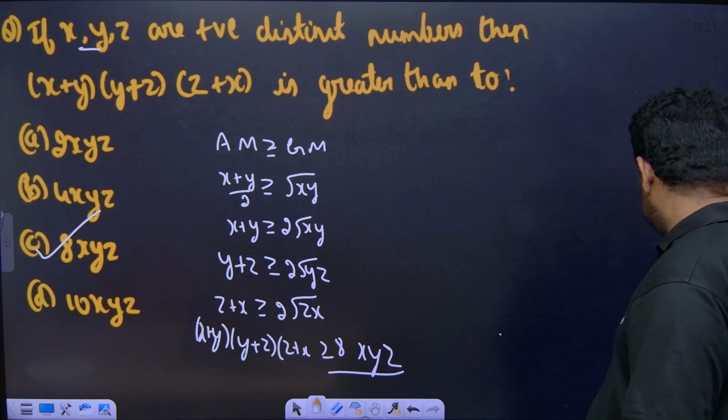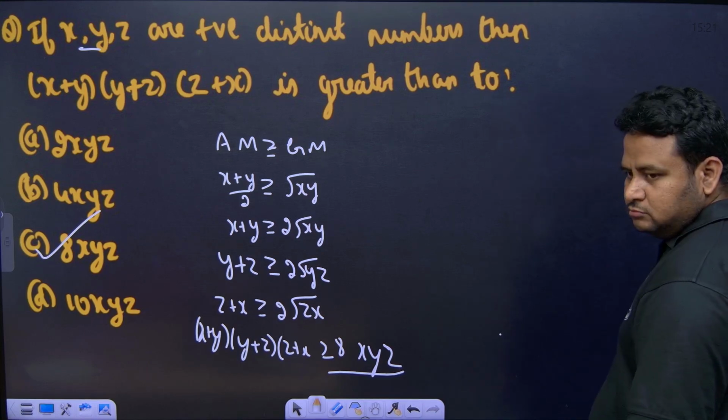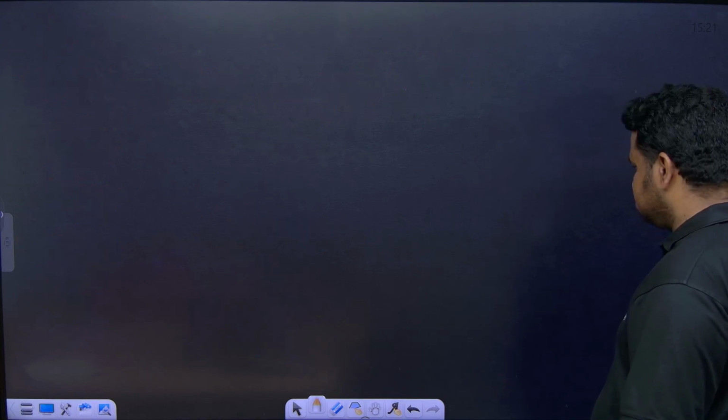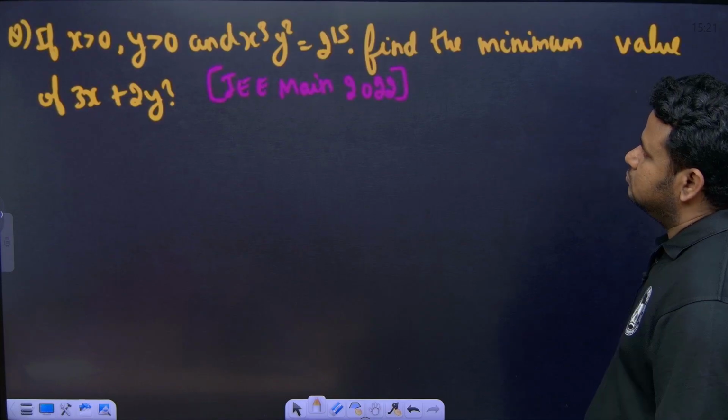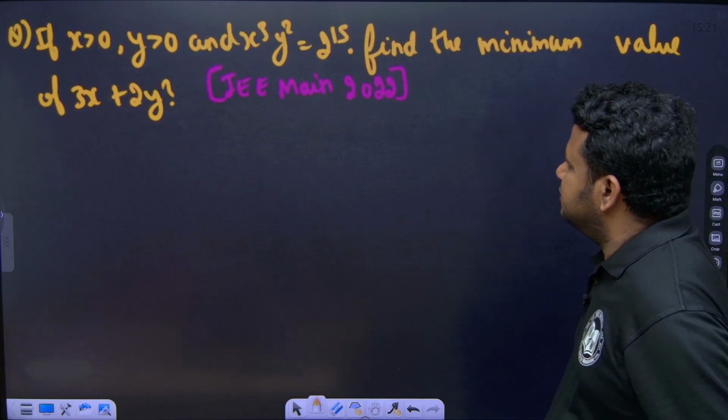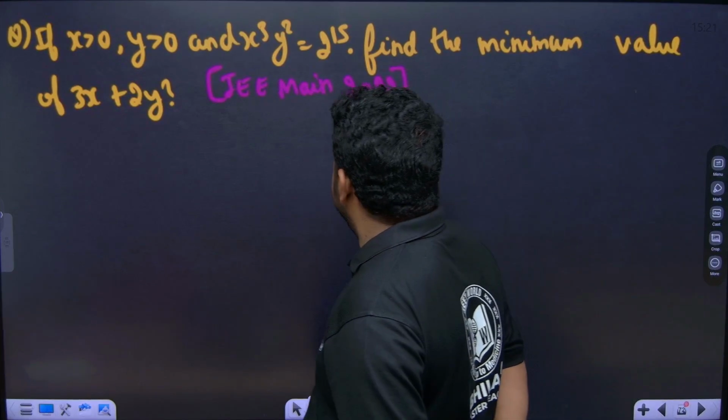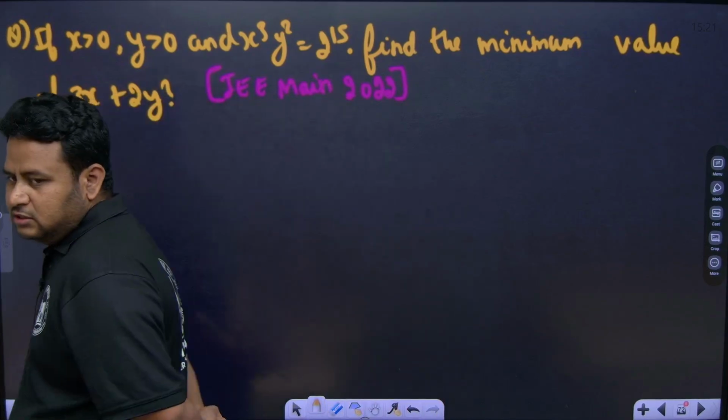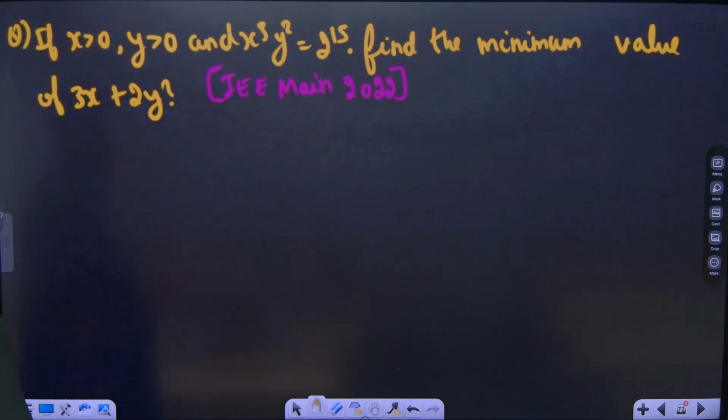Okay, next question. Look at this, a very important and very nice question. See here, they are telling: if x is greater than 0, y is greater than 0, that is, x is positive, y is positive, and x cube y square is 2 to the power of 15, find the minimum value of 3x plus 2y.